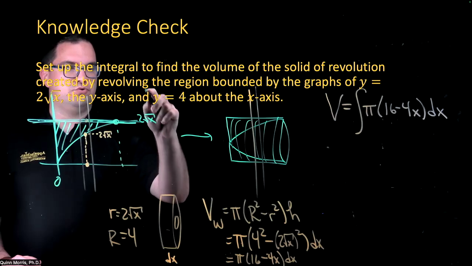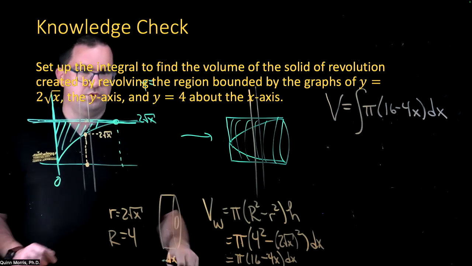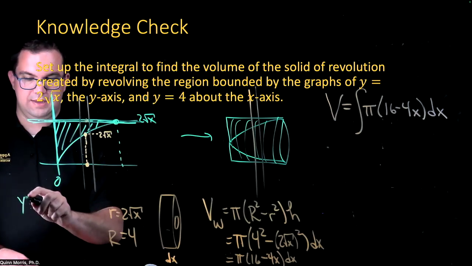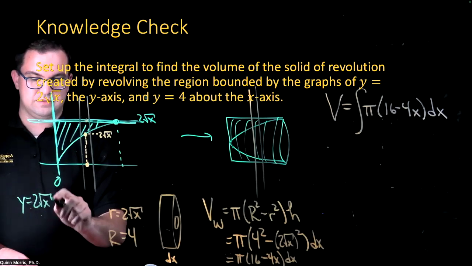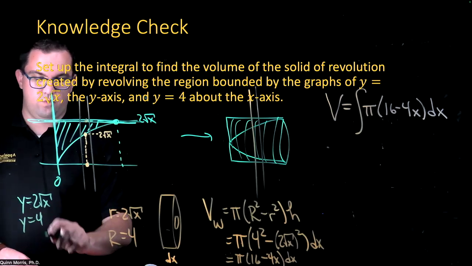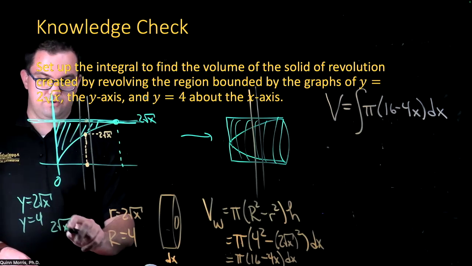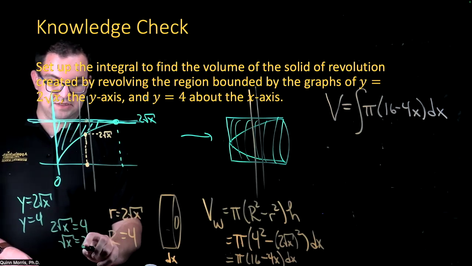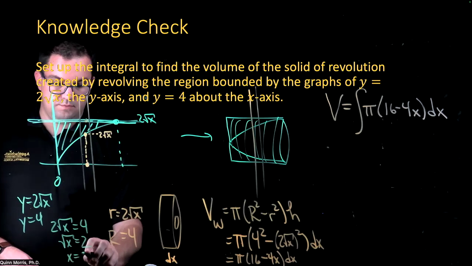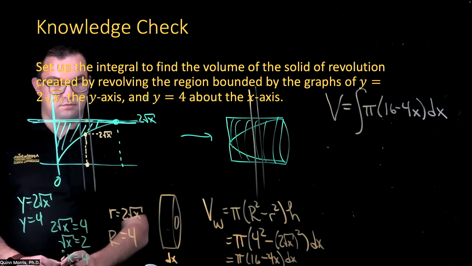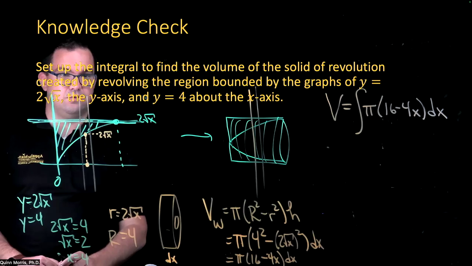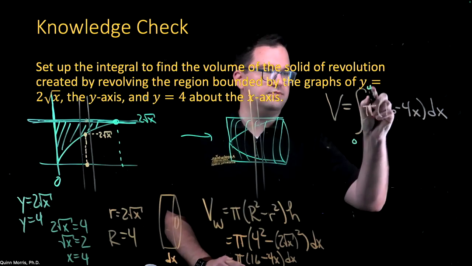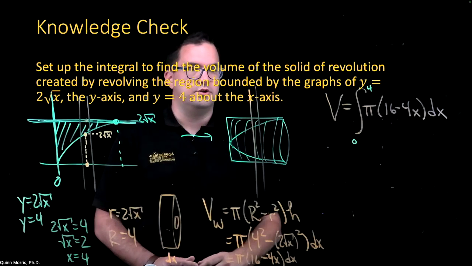This is where y equals 2 square root of x intersects y equals 4. So it's where 2 square root of x equals 4, where square root of x equals 2. So it's where x equals 4. So our integral will be complete now when we put our limits of integration from 0 to 4.